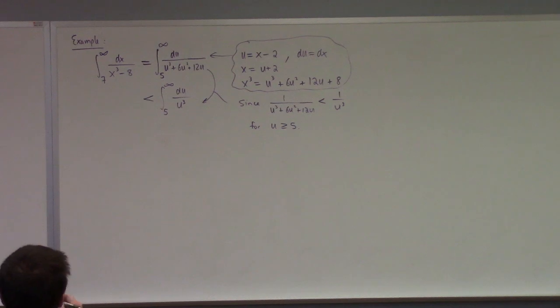Because if we change the variable, we have to change the bounds. If x is equal to 7, then u is equal to 7 minus 2, which is 5, and infinity goes to infinity.